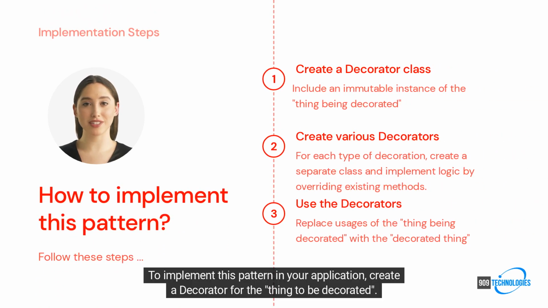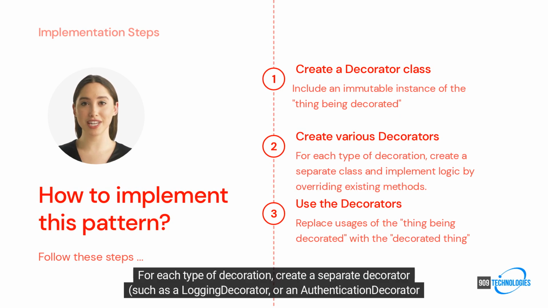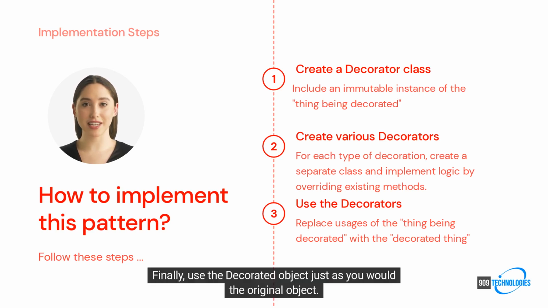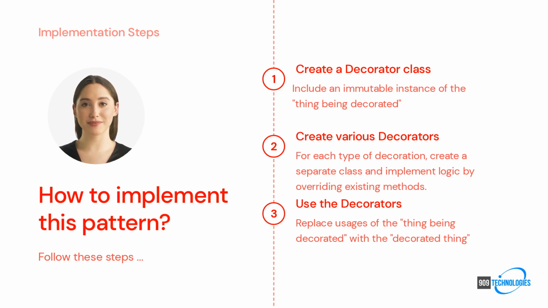To implement this pattern in your application, create a decorator for the thing to be decorated. For each type of decoration, create a separate decorator, such as a logging decorator or an authentication decorator, etc. Finally, use the decorated object just as you would the original object.